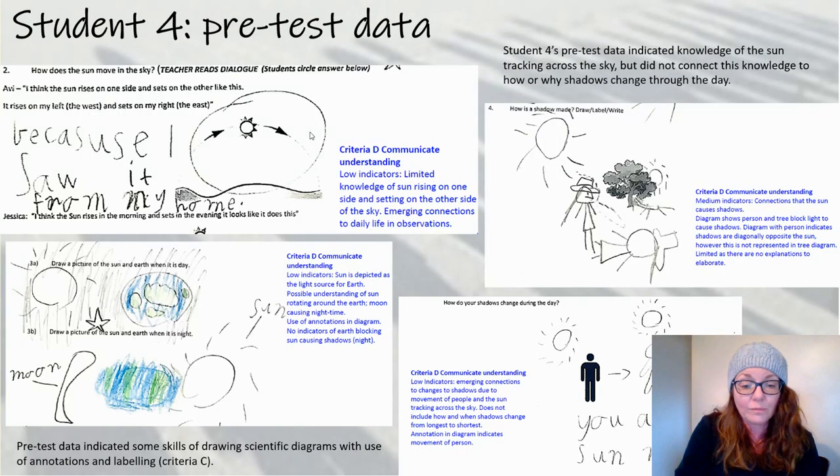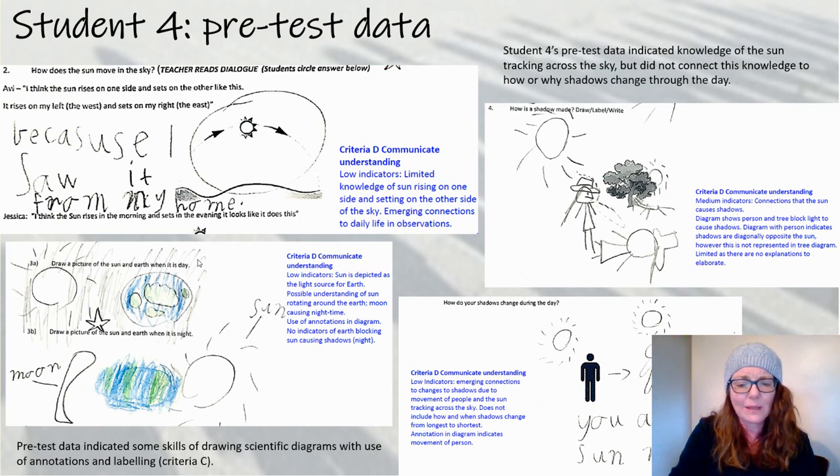Student 4 has indicated an understanding that the sun does track across the sky, but has been inaccurate as to how this occurs, stating that it is from west to east. Student 4 has more advanced skills in communicating her understanding by annotating her diagrams. In the bottom left here, she has labelled and drawn her representation of night and day.